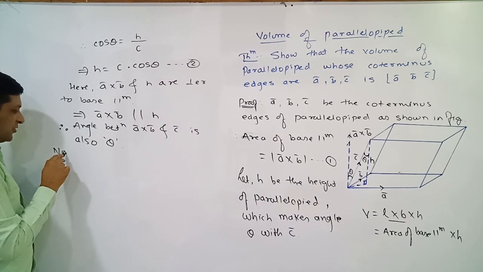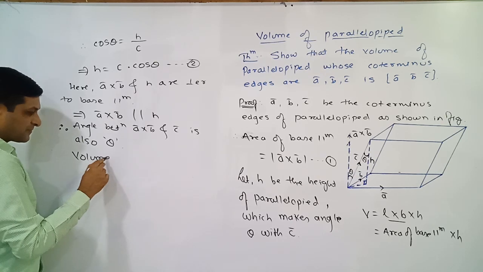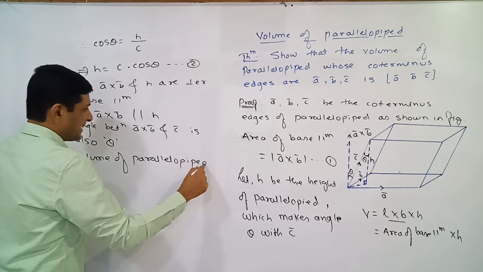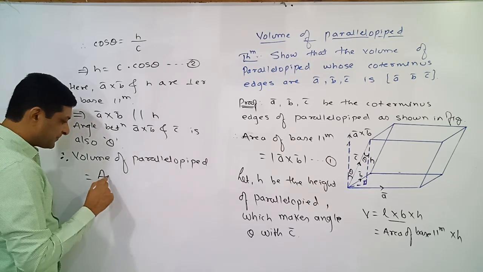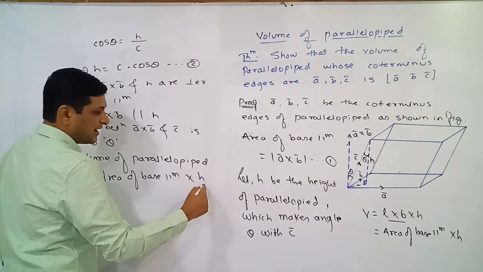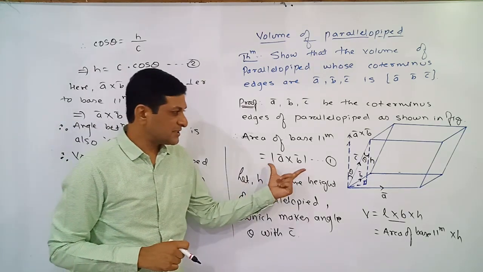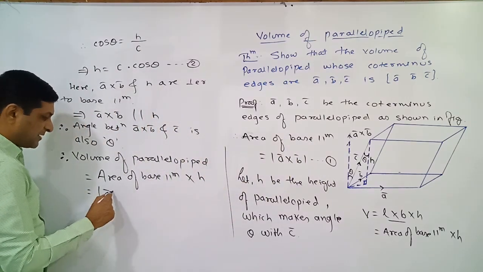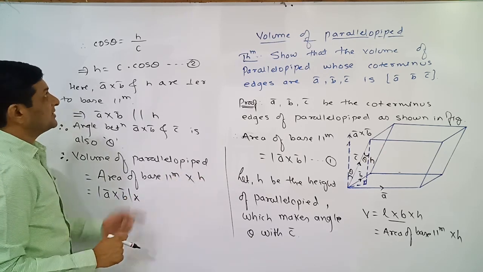So now we are finding the volume of the parallelepiped. Therefore, volume of parallelepiped is equal to, what is the formula to find the volume of a parallelepiped? Area of base parallelogram into height. Which is equal to, now for this area of base parallelogram we are substituting the value from equation number 1, where its value is already known to us, magnitude of A bar cross B bar, into height. Now we are substituting the value of height from equation number 2.